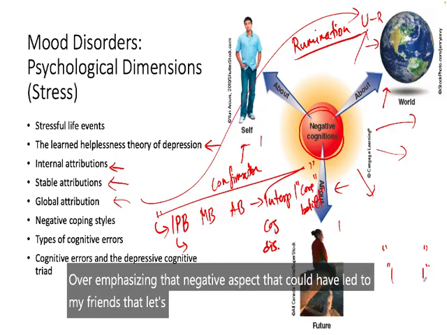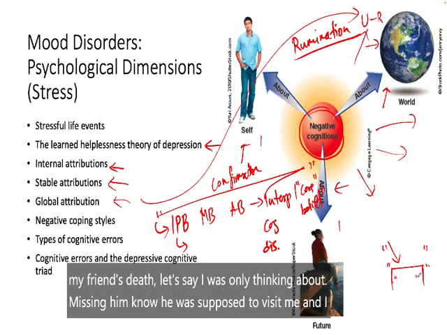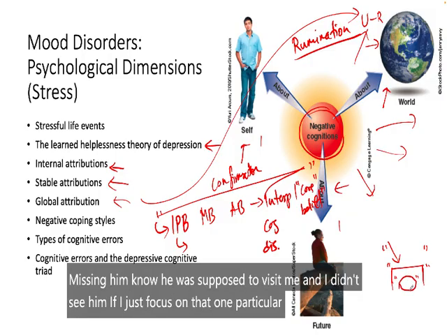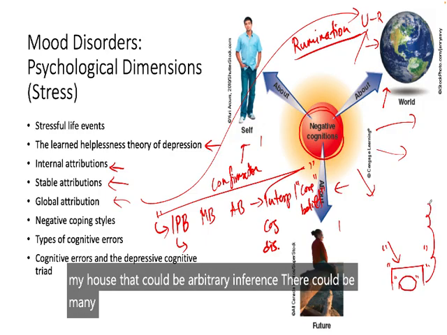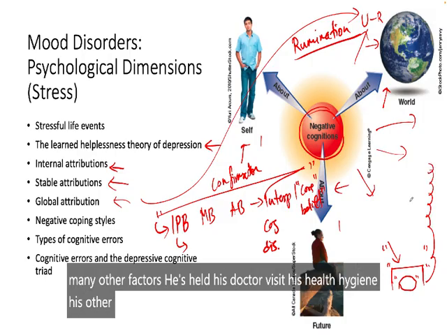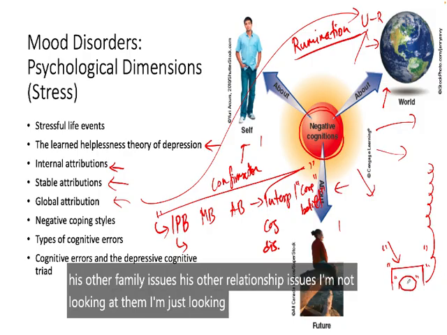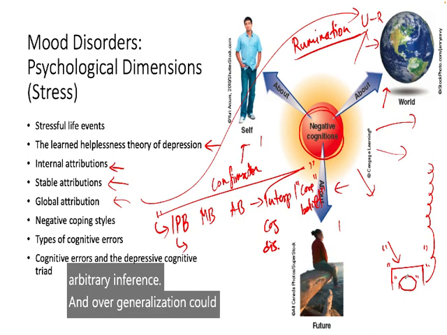Let's say I was only thinking about missing him. He was supposed to visit me and I didn't see him. If I just focus on that one particular incident, his visit to my house, that could be arbitrary inference. There could be many other factors: his health, his doctor visit, his health hygiene, his other family issues, his other relationship issues. I'm not looking at them. I'm just looking at one single incident. That's arbitrary inference.